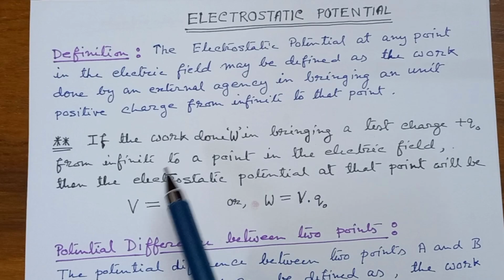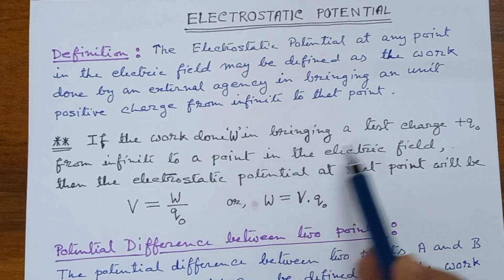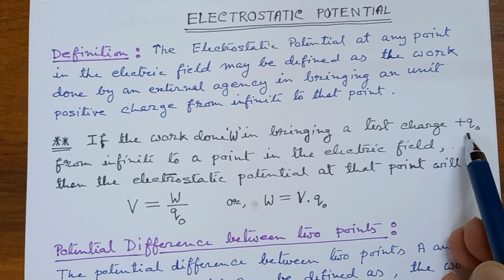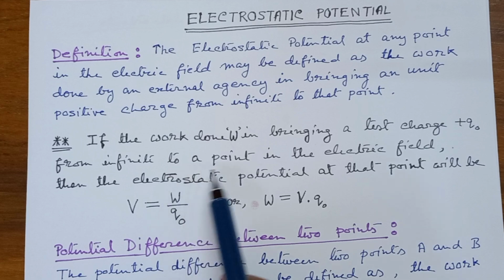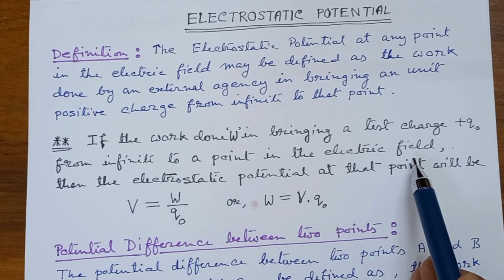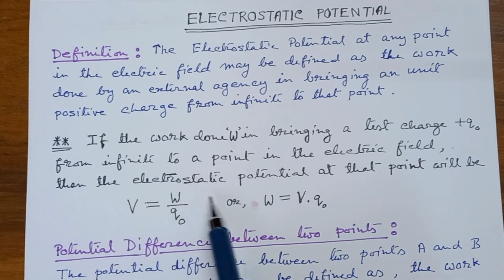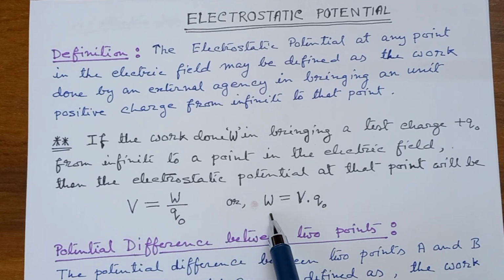Now, if the work done is W in bringing the test charge +Q0 from infinity to a point in the electric field, then the electrostatic potential at that point will be V = W/Q0. Therefore, W, the work done, will be V times Q0.